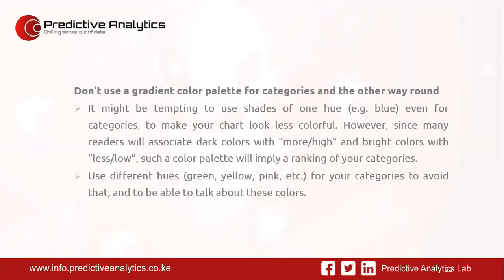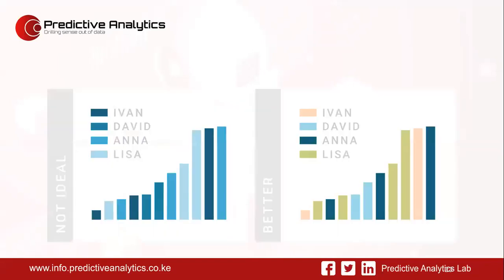And yet, for example, when you are displaying per category, it's not per rank. When you're doing ranking, you use gradients. Categories use different colors. So use different hues, for example, green, yellow, pink, etc. for your categories to avoid that and to be able to talk about these colors. So again, an illustration here. On the left, we have what is not ideal, and on the right, we have what is ideal. This seems to be self-explanatory.